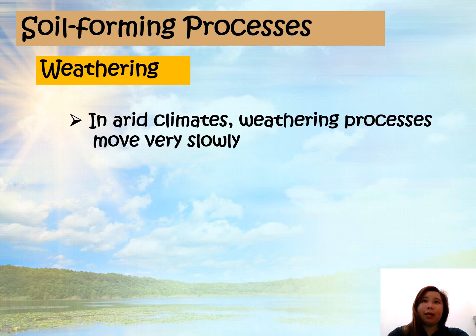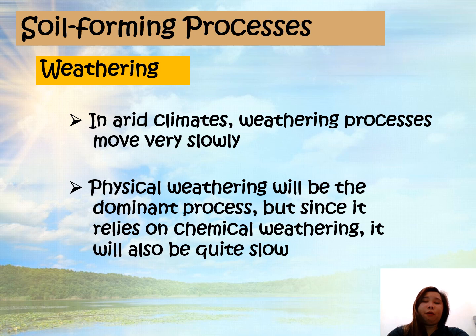In arid climates, weathering processes move very slowly. Why is that so? It is because of relatively lower rates of rainfall. Physical weathering will be the dominant process in these areas, but since it relies on chemical weathering, it will also be quite slow.